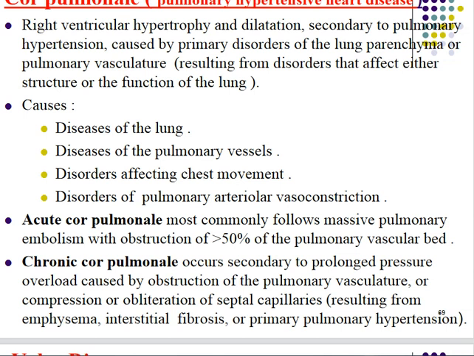While chronic cor pulmonale occurs secondary to prolonged pressure overload caused by obstruction of the pulmonary vasculature or compression or obliteration of septal capillaries resulting from emphysema, interstitial fibrosis, or primary pulmonary hypertension.